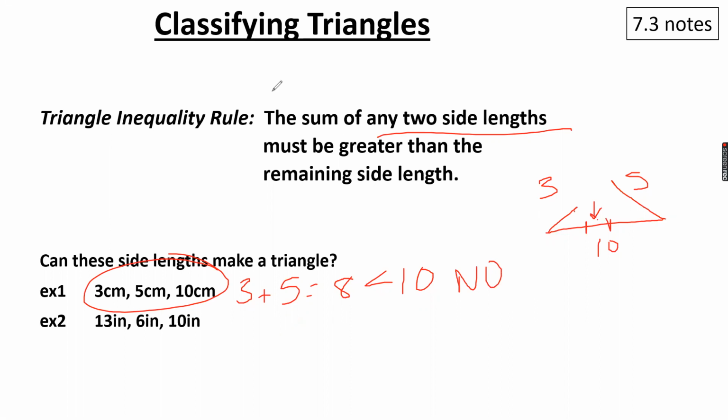I want you to try to do example 2. Take the two smallest numbers, add them together, and see if it is greater than the remaining side. It has to be greater. So pause the video and try out that example 2. Hopefully you added together 6 plus 10. 6 plus 10 gives us 16. 16 is greater than our remaining side, so that is good. That works out. This would be a triangle. So we would write yes.